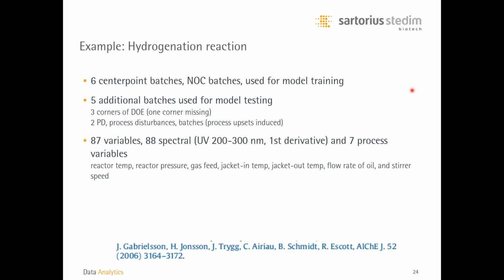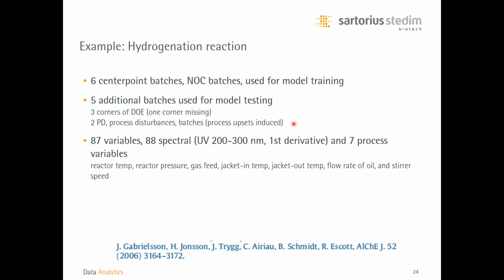Some more details about the application. It is a hydrogenation reaction where we are looking into a conversion. There are 6 center point batches, normal operating condition batches, reflecting how this reaction normally proceeds, and they are used for model training. In addition, there are 5 batches that we can use for model testing. 3 of them will come from the corners of a DOE that I will present on the next slide. And there are also 2 additional batches where more elaborate and deliberate process changes, process upsets, were induced.